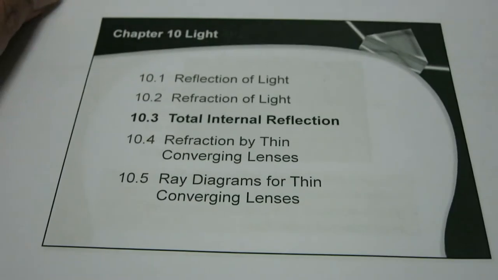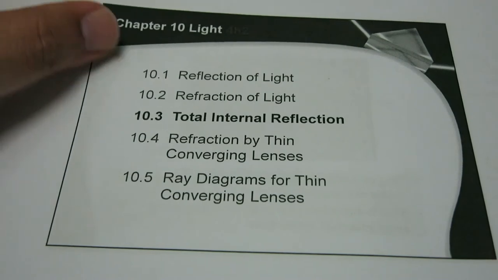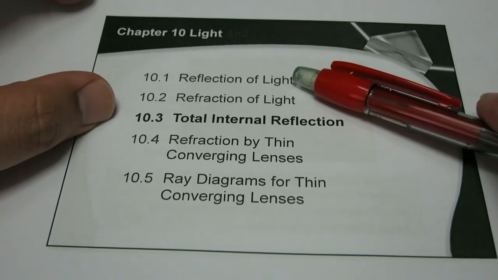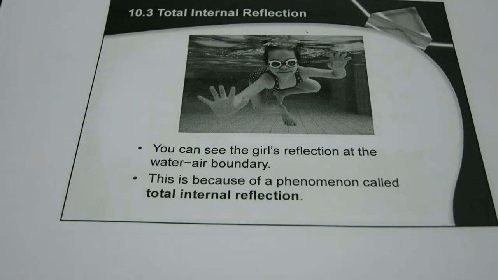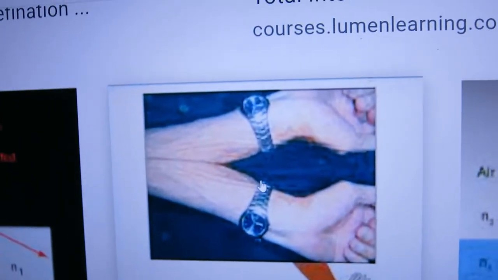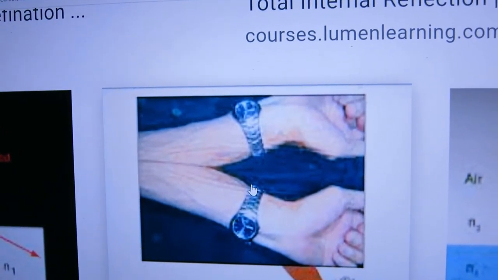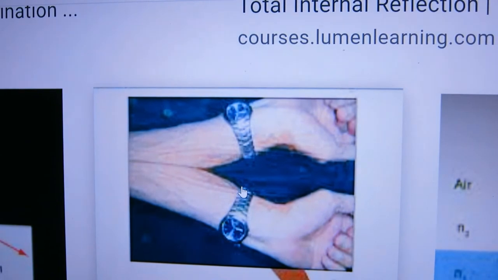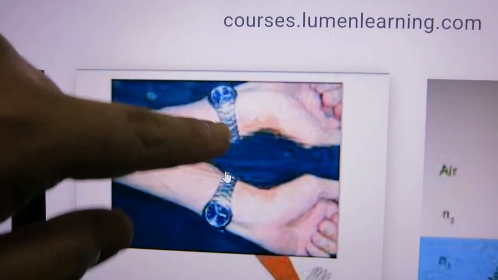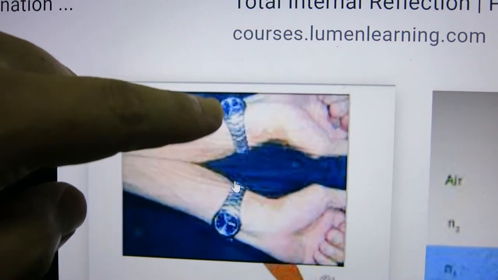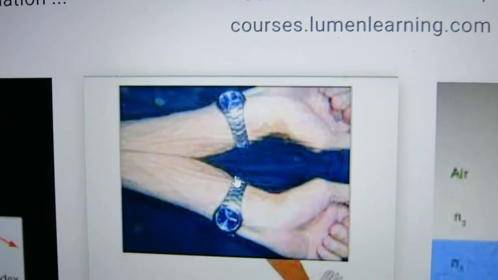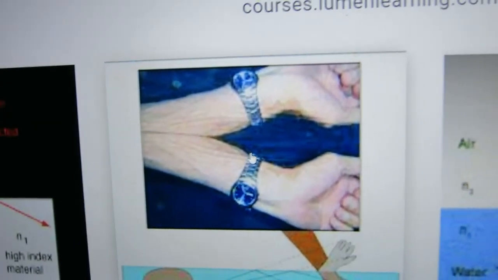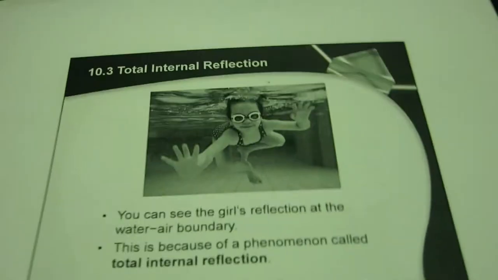Next thing we're going to talk about is total internal reflection. Total internal reflection comes about not because of reflection, but because of the refraction of light. I'll show you a better example over here. You can see that there's a reflection of the guy's hand or arm, and his arm is actually underwater here, but you see the reflection at the surface. So it seems a bit confusing. There's no mirror, so how come there's reflection? Isn't light supposed to refract? We explore all of this in this portion called TIR.